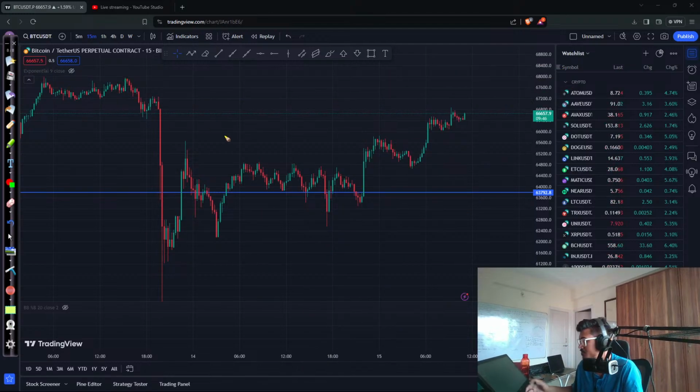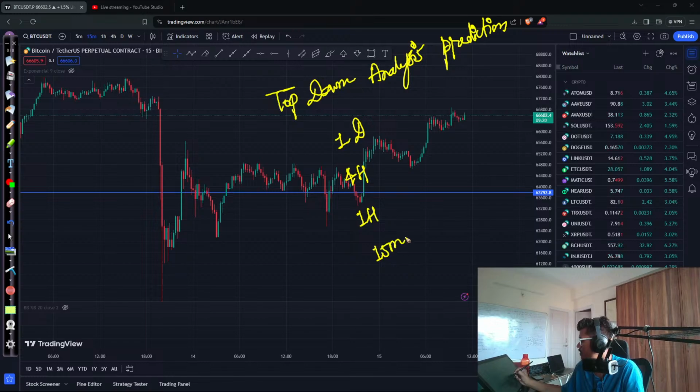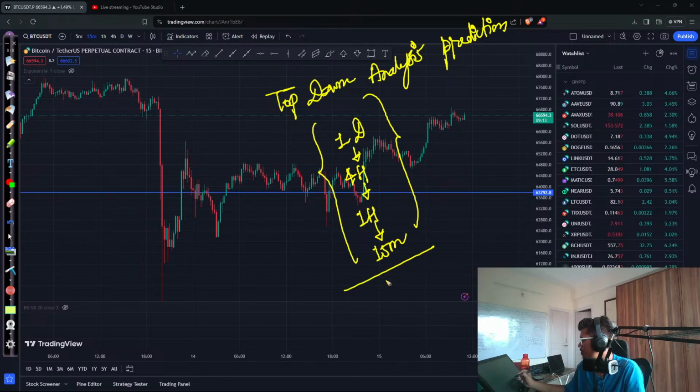That's why prediction from top down analysis is really good. We look at the 1 day chart, and then 4 hour, and then 1 hour, and then 15 minutes, where we execute the trades. So this is how it goes.